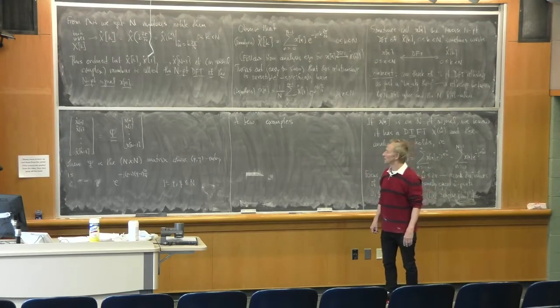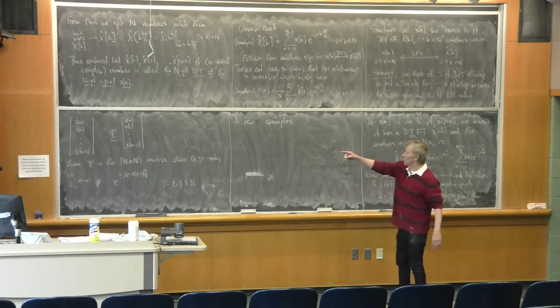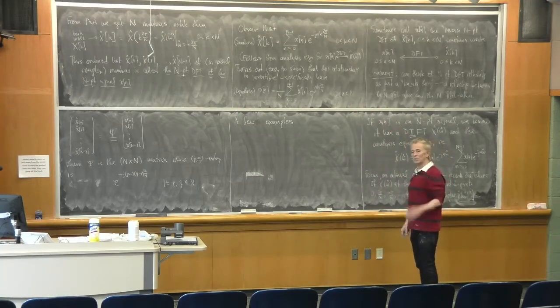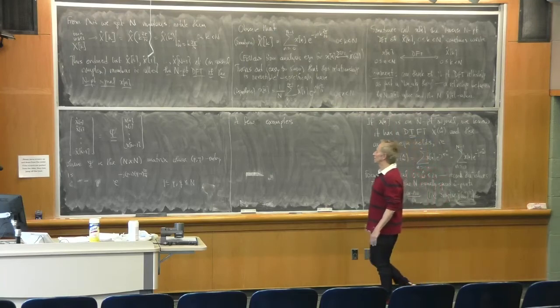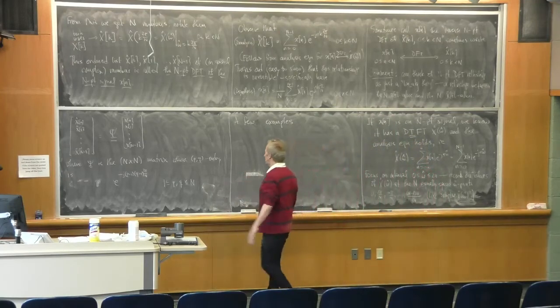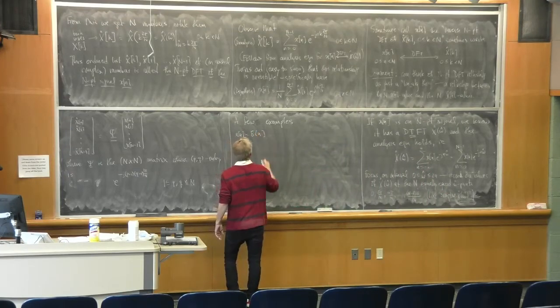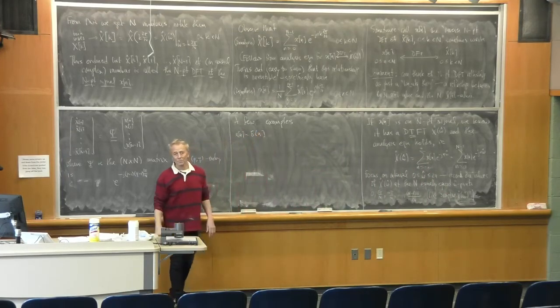You plug in x of n equals 0 into either that linear algebra equation or that D-analysis equation up there, boom, you get zeros for the x hats of k. So that's pretty obvious. How about delta of n? How about x of n equals delta of n? What is the N-point DFT of that signal?